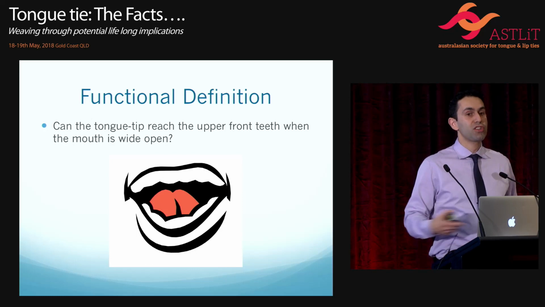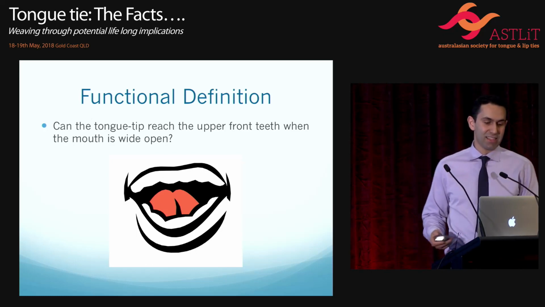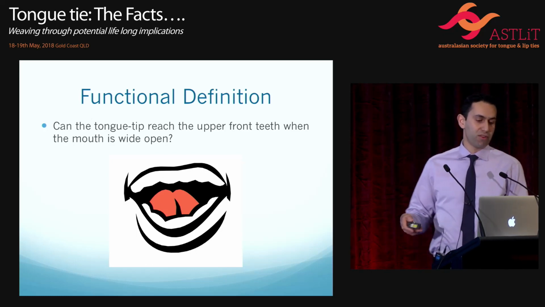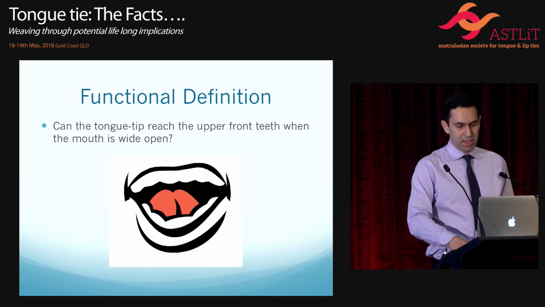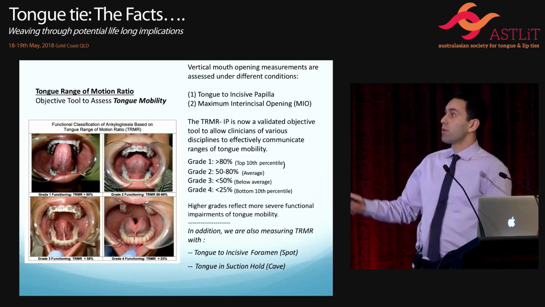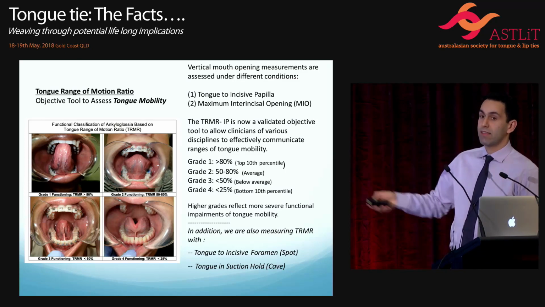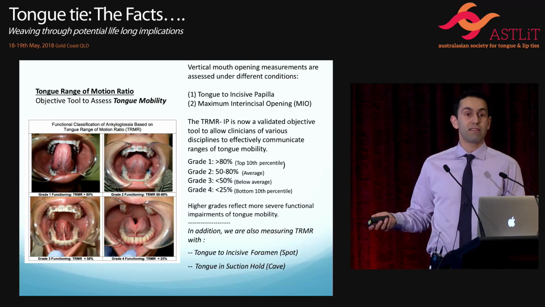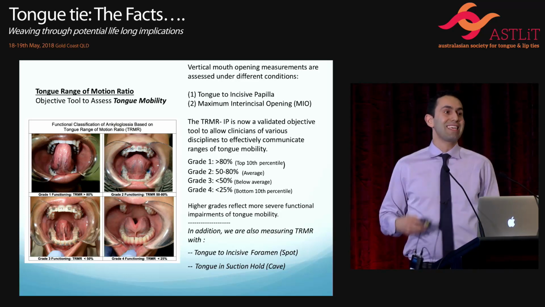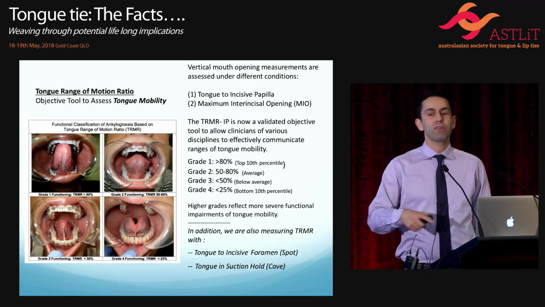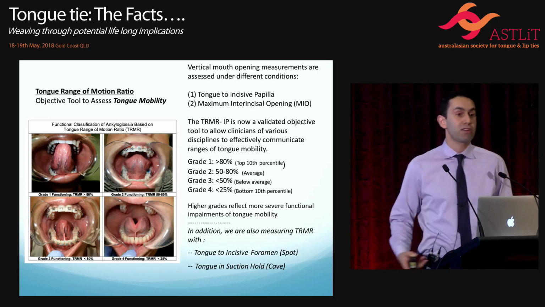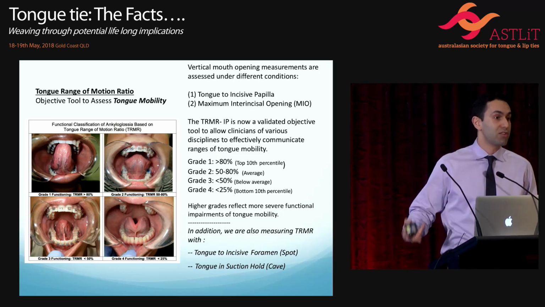And so the functional definition is asking, can the tongue tip reach the upper front teeth when the mouth is wide open? That's another way of thinking about it. And we came up with a scale to assess the severity of different tongue ties. And in this way, we're not saying yes or no, are you tongue tied, but we're saying how restricted are you compared to a population of other patients.